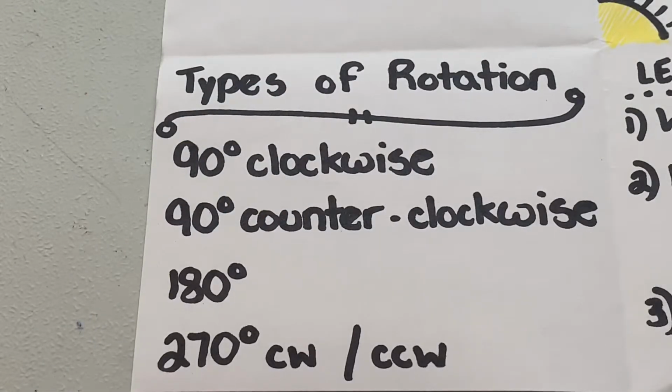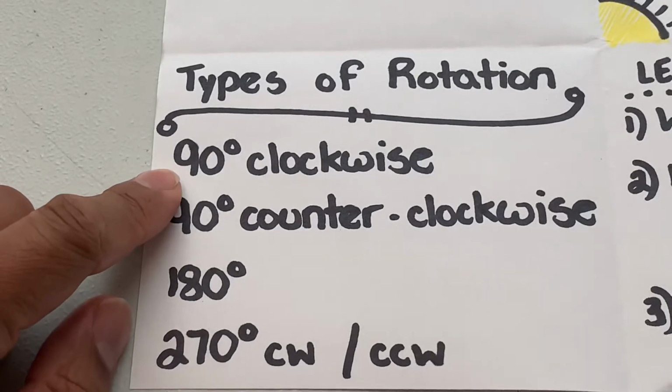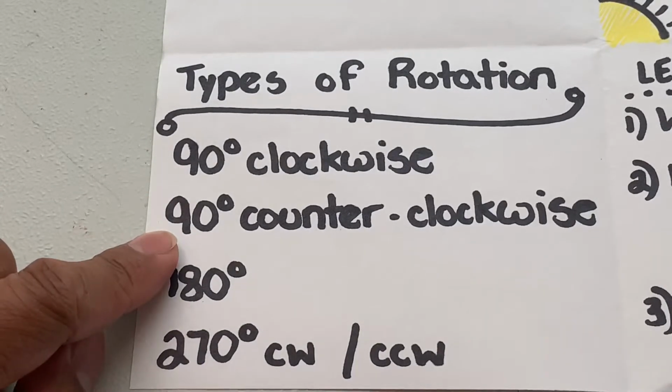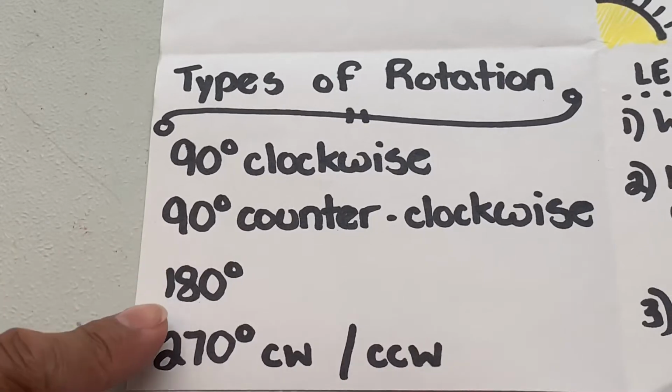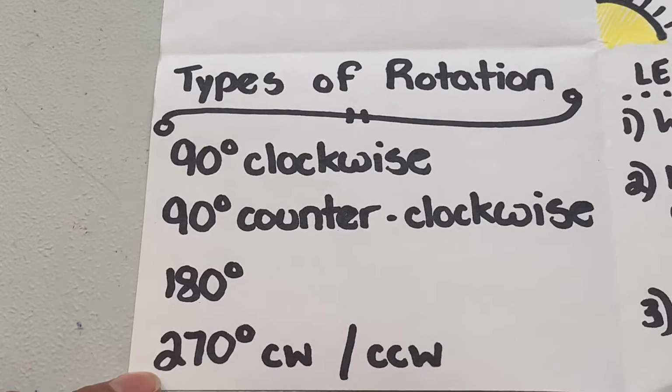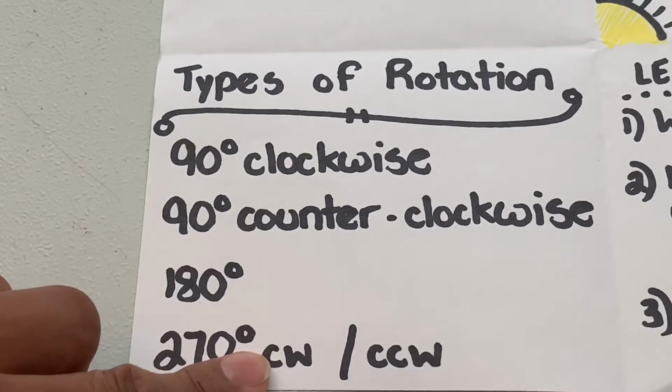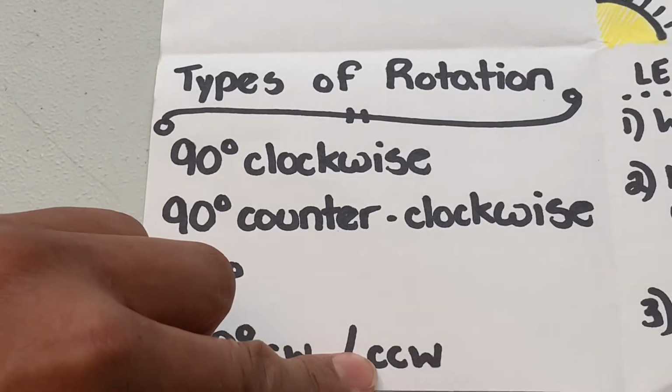Okay, types of rotation that we will be discussing in class: 90 degrees clockwise, 90 degrees counterclockwise, 180 degrees, 270 degrees clockwise, and counterclockwise.